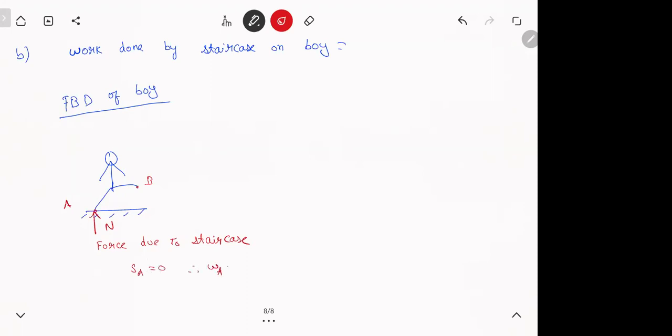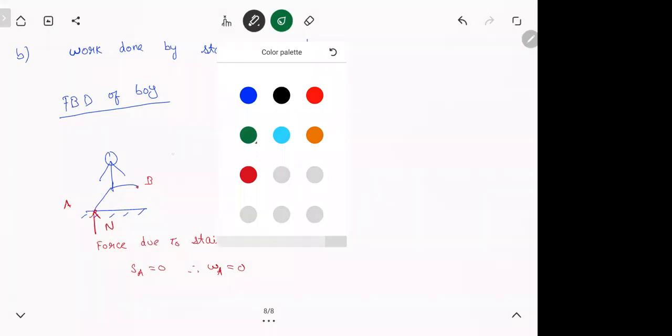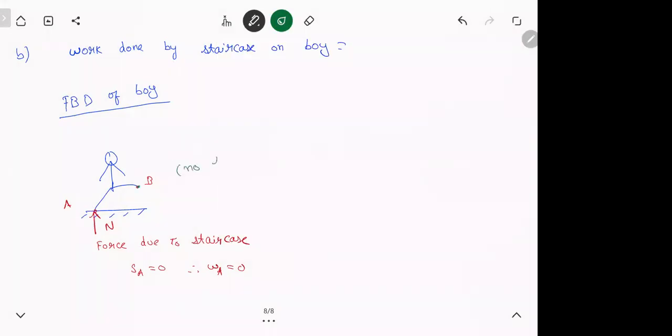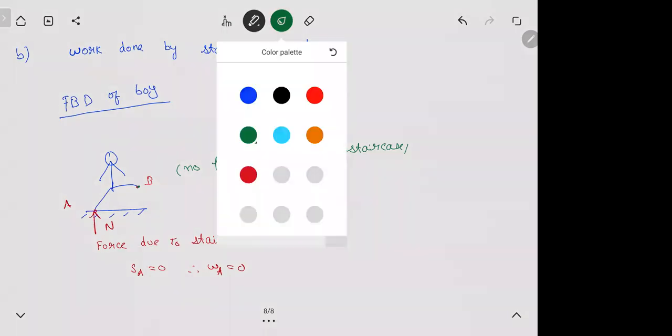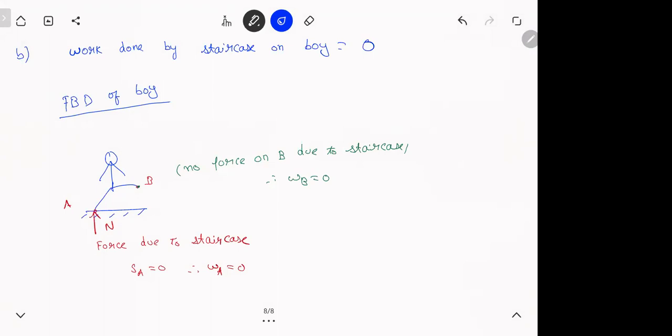Therefore, work done on A is 0. Look at B. On B, there is no force only. Can you see the catch here? The point which is moving, there is no force. The point where the force is applied, there is no displacement. The total work done is 0. So when you're climbing the stairs, you're not giving any energy to the staircase. Vice versa, the staircase is not giving energy to you. Think about it, does the staircase help you to climb it? No, the staircase doesn't do anything. So that's why you're getting both 0.